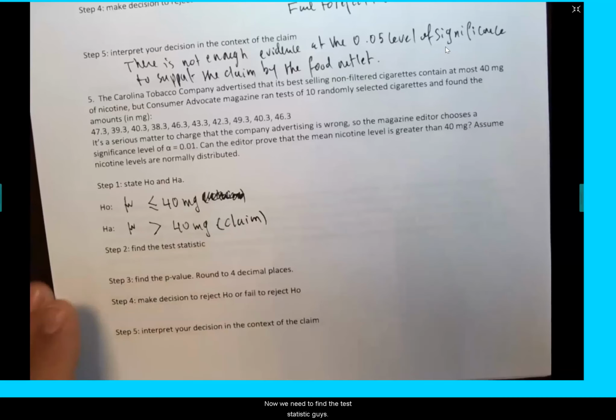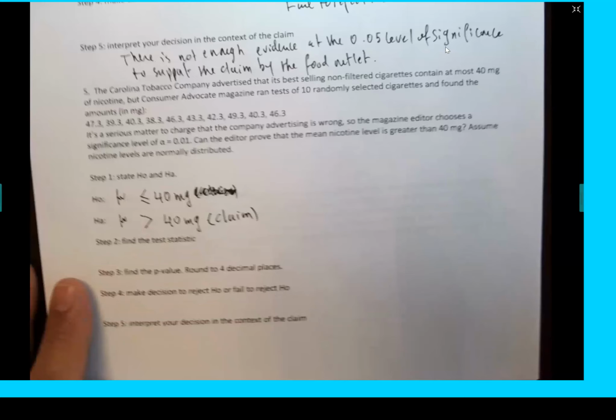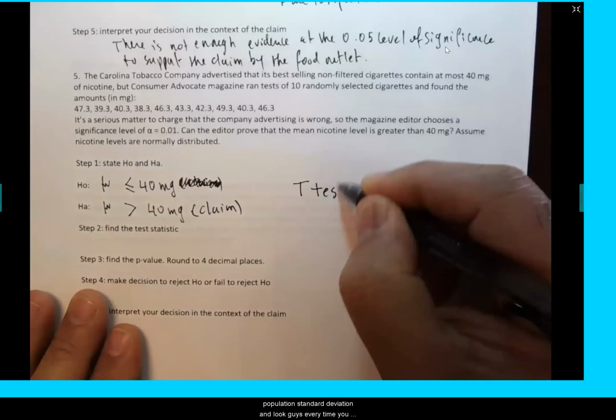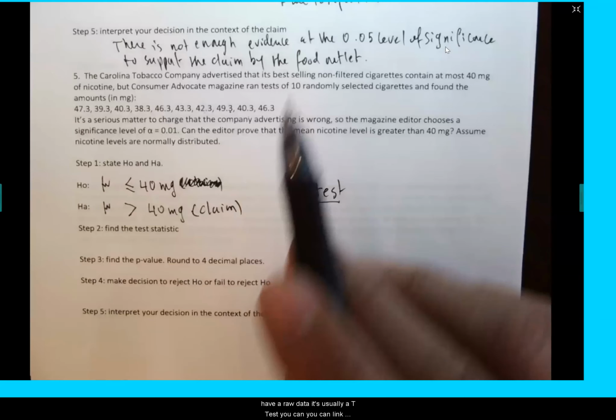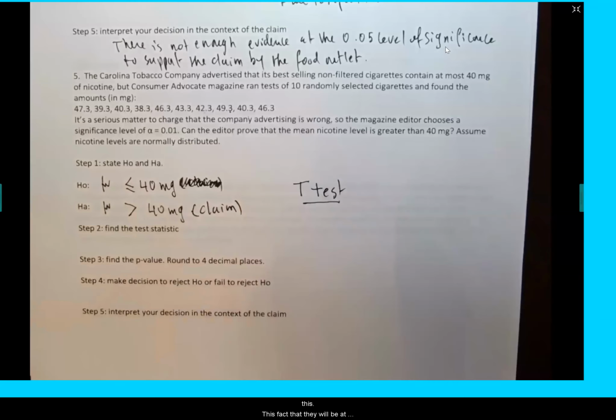Now we need to find the test statistic, guys. Okay, it's a t-test. And if you tell me why a t-test: he didn't give you the population standard deviation. And look, guys, every time you have raw data, it's usually a t-test. You can link this to that fact. So let's run the t-test and let me show you how different it's going to be. Not much different, so watch.